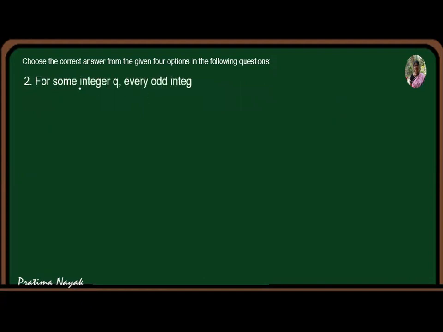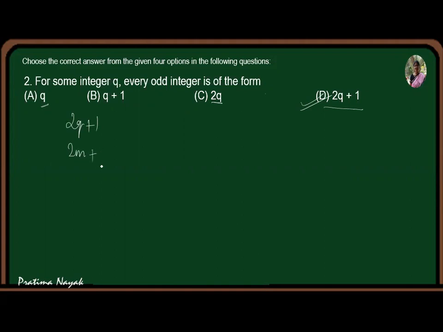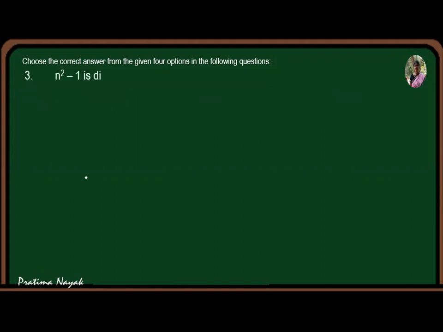Similarly, the second question: for some integer q, every odd integer is in the form of q, q plus 1, 2q, or 2q plus 1. With q you cannot say whether it is odd or even. So q plus 1 also cannot be said. Twice q is always even, so 2q plus 1 is the answer. D is the answer, 2q plus 1. Similarly, 2m plus 1 gives all the odd integers.